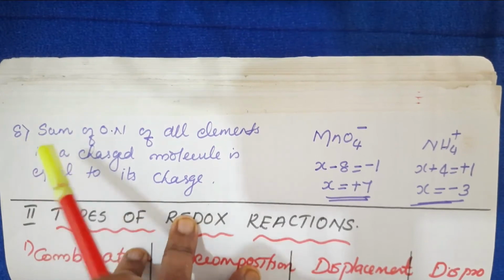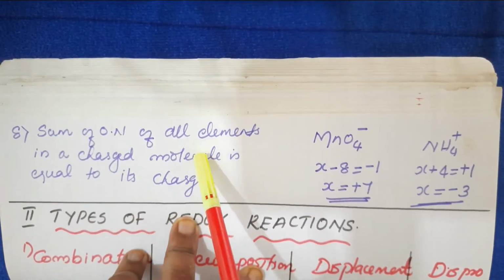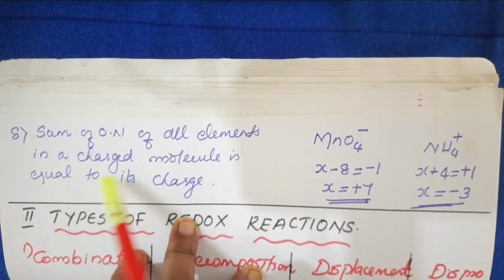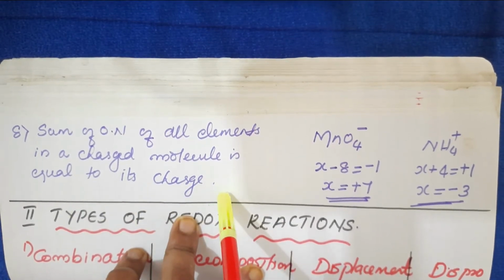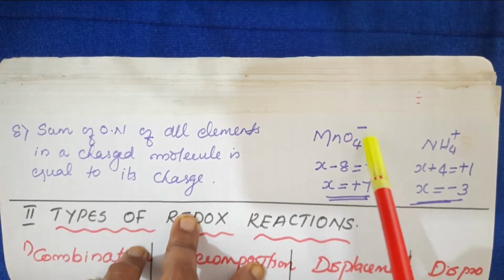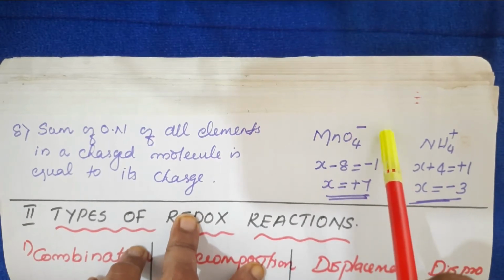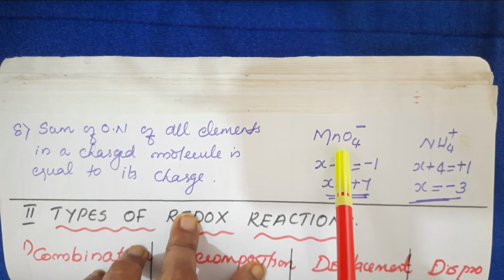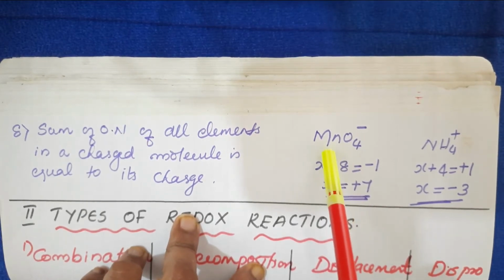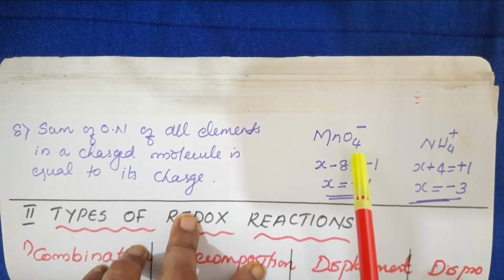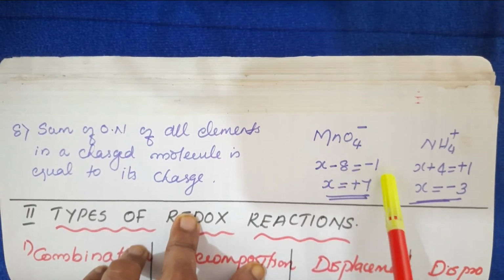The eighth rule is the sum of oxidation numbers of all elements in a charged molecule is equal to its charge. So, here we are discussing the charged molecule. See the example, MnO4 negative. You can see a negative charge here. From this it is very clear that it's a charged species. It is not a neutral species. Then the sum of the oxidation numbers of manganese and oxygen is equal to its charge, that is equal to -1.